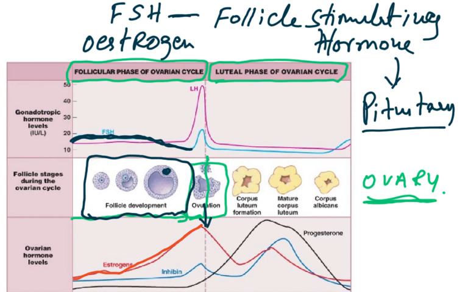estrogen and FSH, but estrogen is being produced by this follicle. Why? Because it's going to work on the lining of the uterus to repair it. The estrogen is required for the lining of the uterus to repair it.